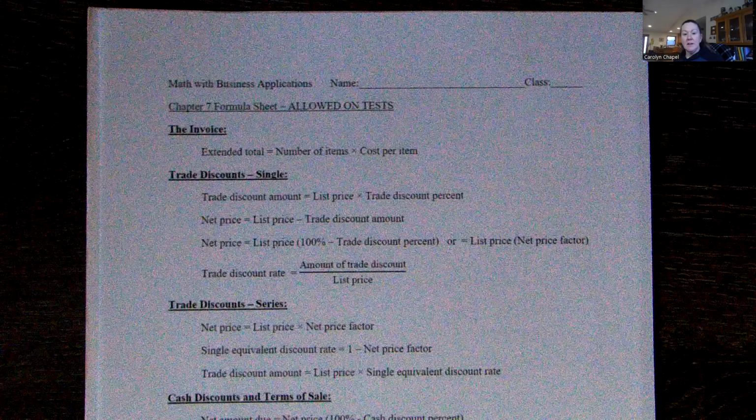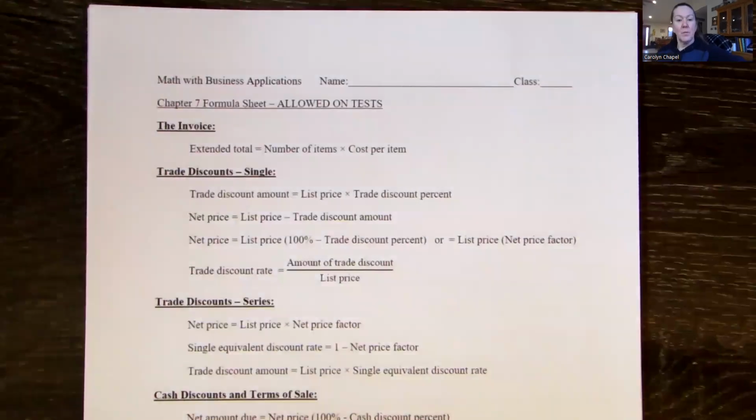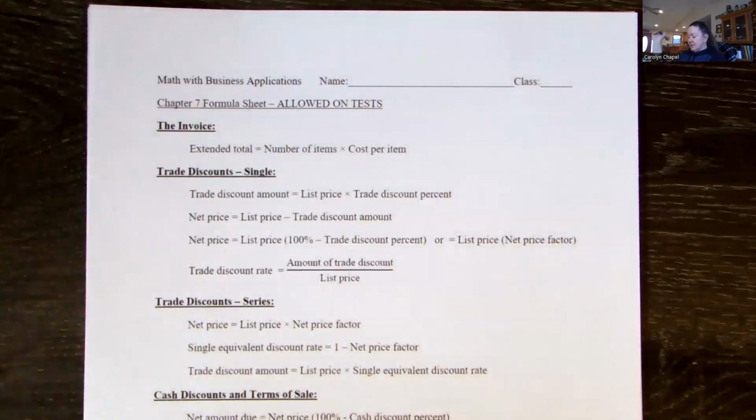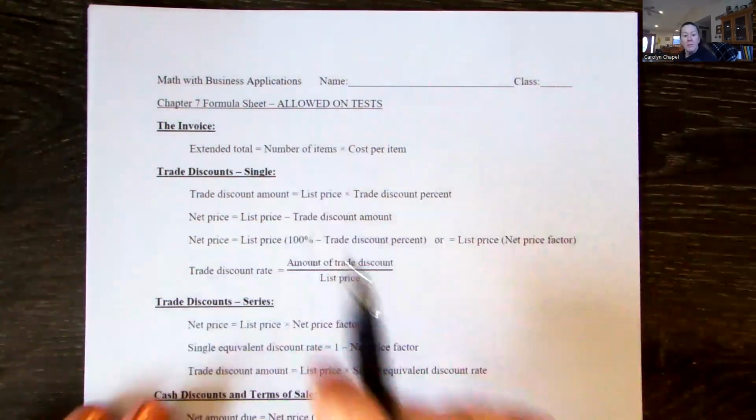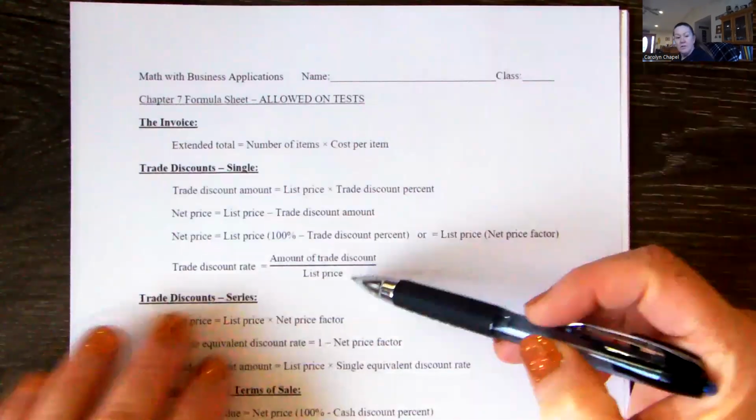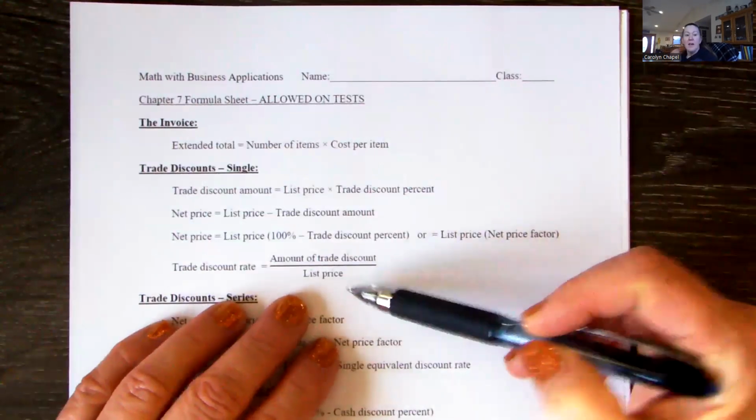The first thing I'm going to look at is the formula sheet that I have for this chapter. It's found in our weekly folders. So it kind of looks like chapter 7. And what I'm going to cover in this video is just through these first pieces. We'll do some examples and so forth.